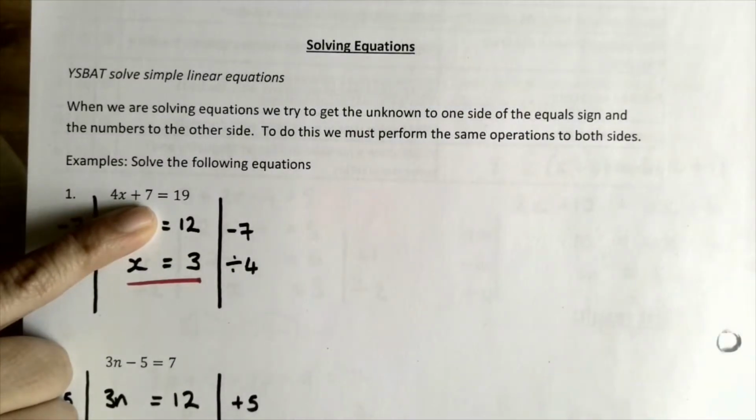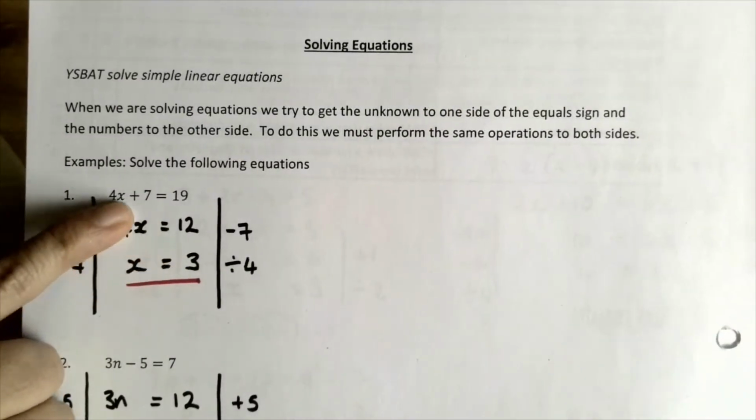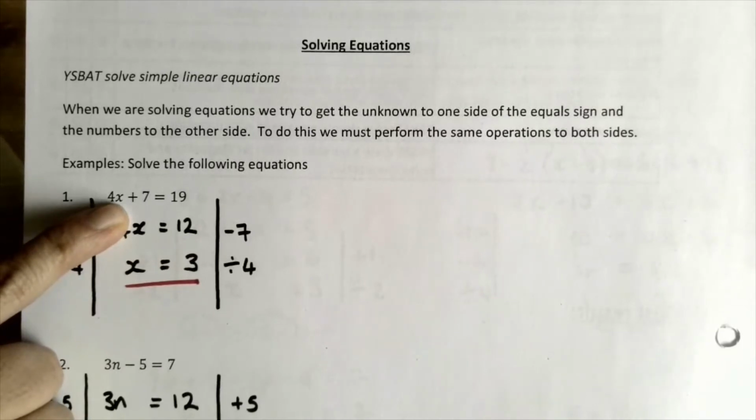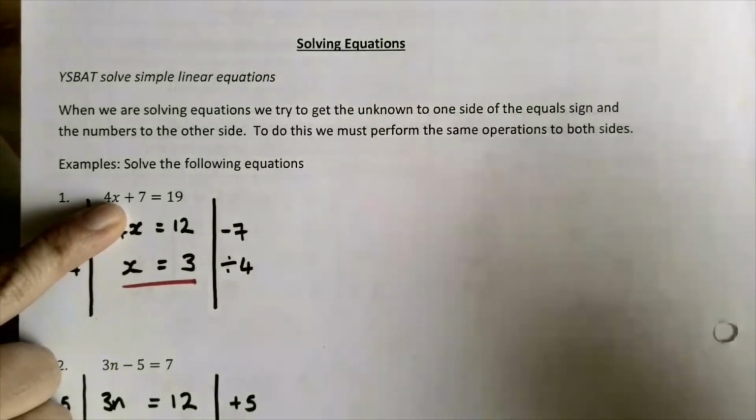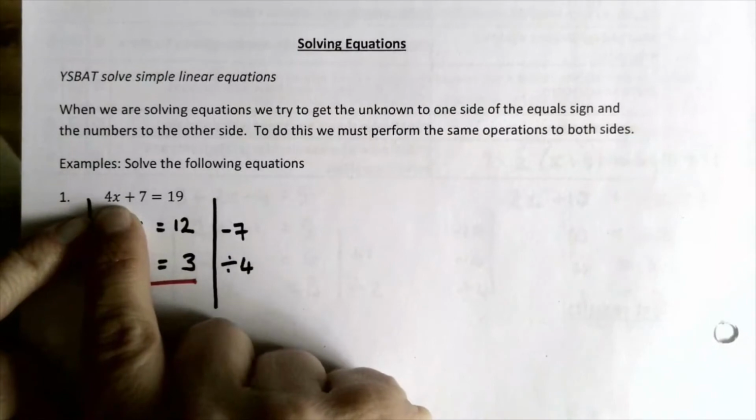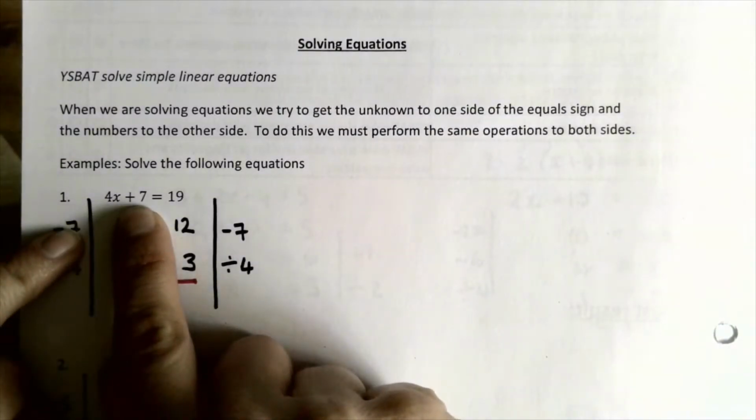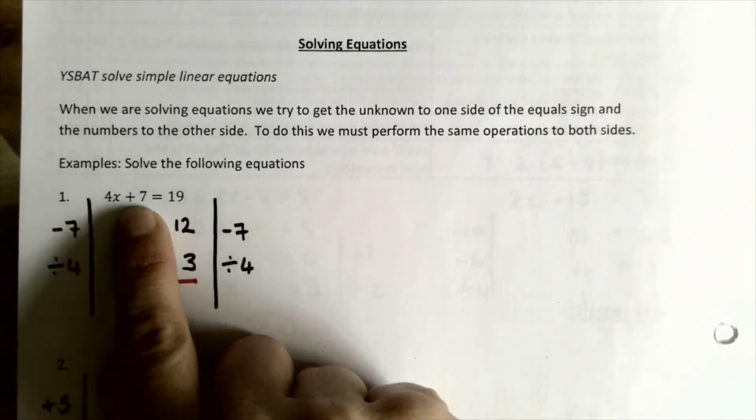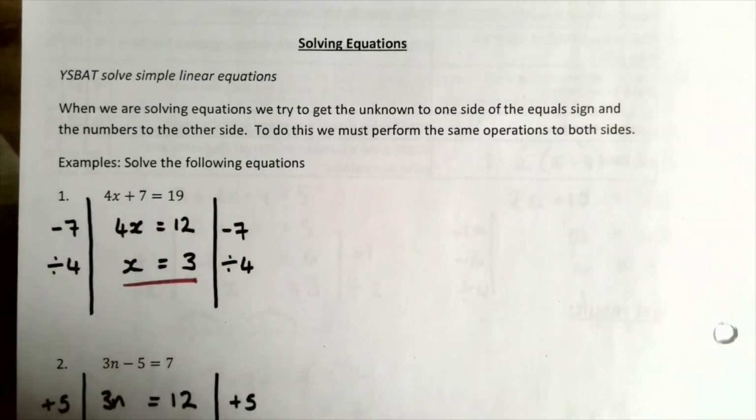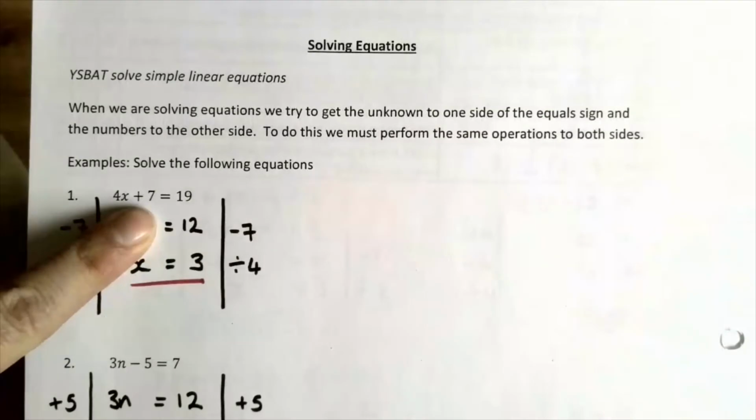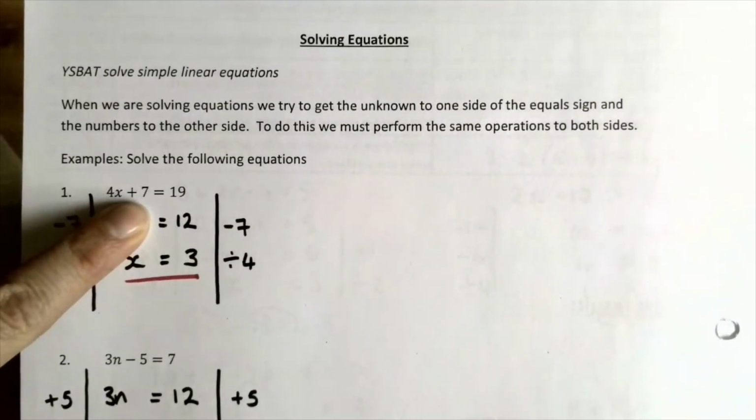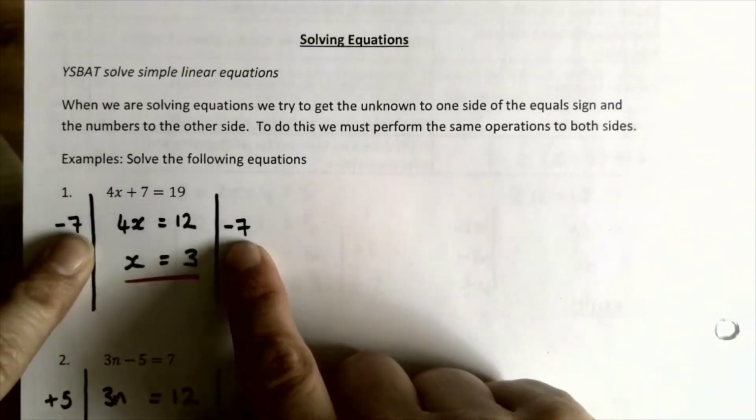So if we're looking to get x on its own, we need to do the opposite of what is currently happening to x. So at the minute x is getting multiplied by 4 and then 7 is getting added on. So we need to do the opposite of both of those things in the opposite order. So the first thing we need to do is to get rid of this plus 7. So the opposite of plus 7 is minus 7. So we're taking away 7 from both sides.